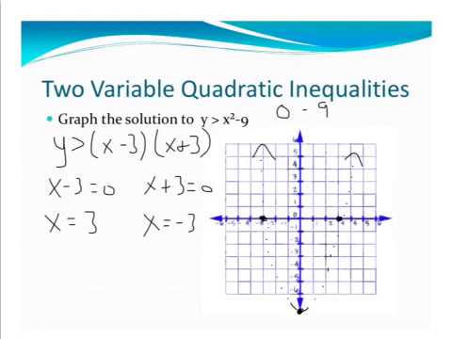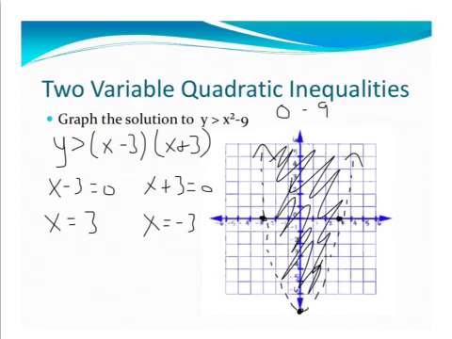Alright. So there's my parabola, and since it's greater than, I look at my vertex and I say, okay, what are the values that are greater than? Well, that's up in here, so I'm going to be shading all of this area up in here. And there you go.